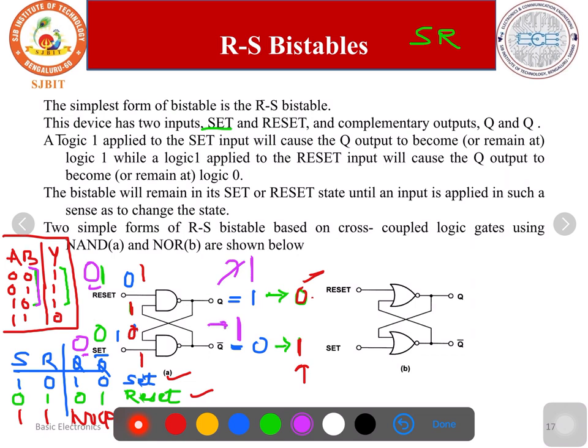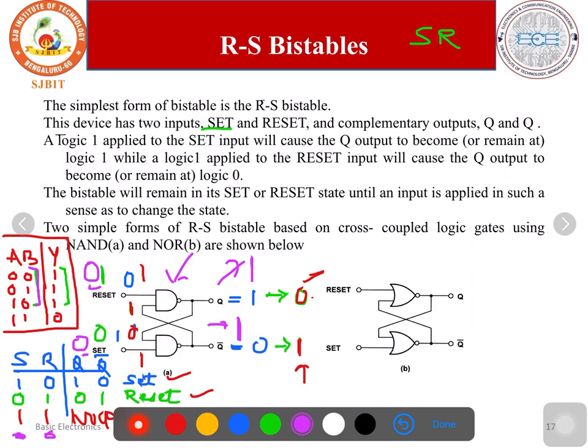It is against the complementary rule. Q and Q bar are complementary to each other. So this S is equal to 0 and R is equal to 0, we call it a forbidden state, an illegal state. It is not used in the RS bistable using the NAND gates.